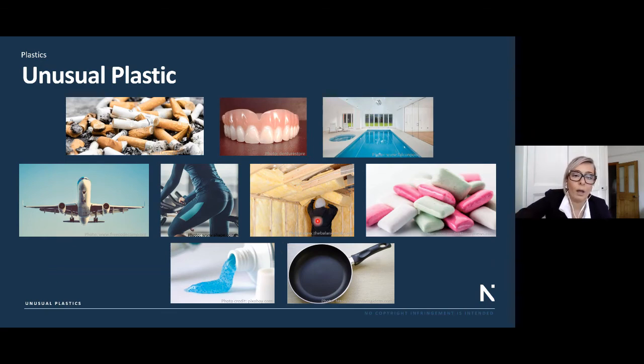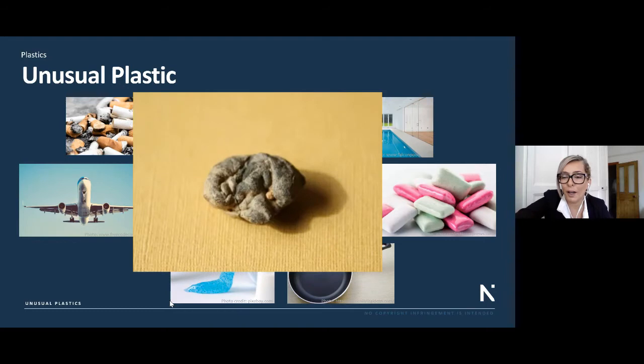You can see here the wall and ceiling insulation. That fluffy and itchy material is made of fiber plastic. Chewing gum. Now, have a look at what I found online. This is a 5,000-year-old chewing gum.